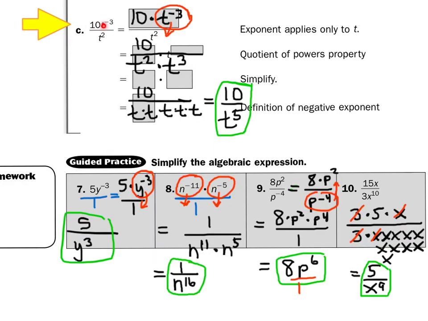Okay, take a look at C. It's 10 times t to the negative 3rd over t to the 2nd power. So the first thing I did was separate it. 10 times t to the negative 3rd over t to the 2nd power.